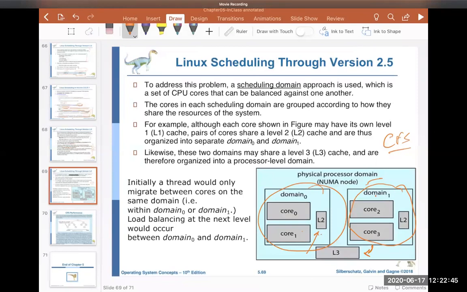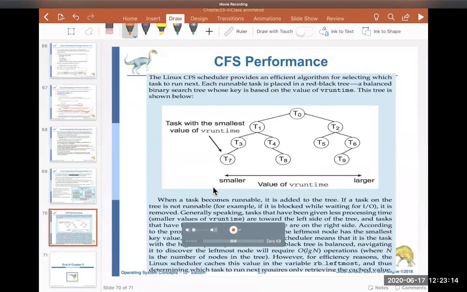So if the scheduler has to balance the load of core 0 and core 1, it will first try to do it within core 0 and core 1. If that is not possible, then it will go to domain 1. So there is a level-wise procedure of load balancing, and that is what is used by the CFS algorithm. Now for CFS, there is a red black tree.